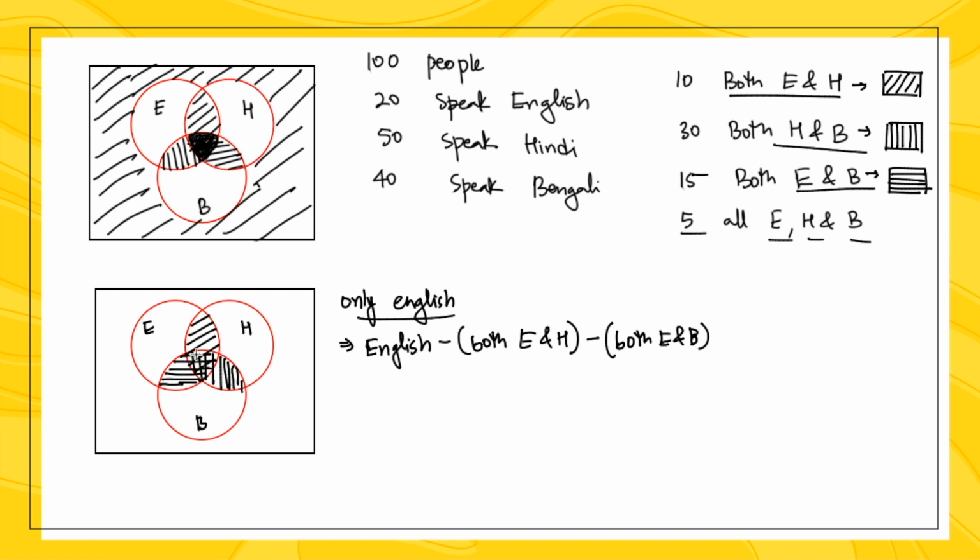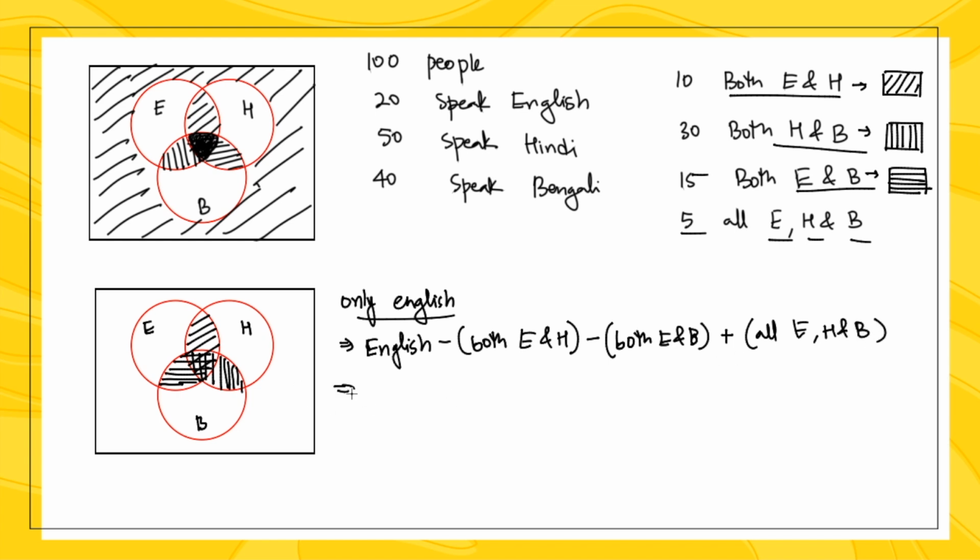Two times subtraction means you are overdoing it, right? You are doing it twice, which is not needed. You should have subtracted it only once, right? So for that we have to add that area once. Okay, so which area is it? This is for all. So all E, H and B, this part you have to add.